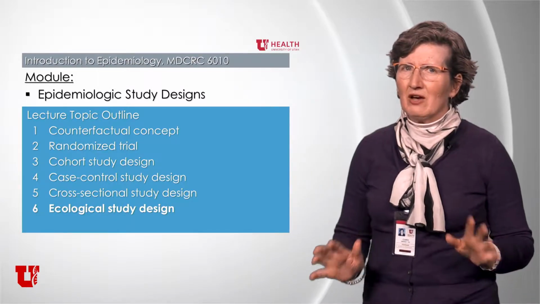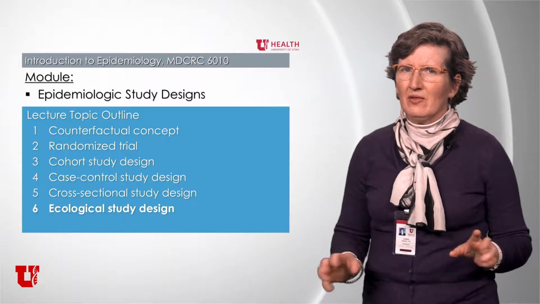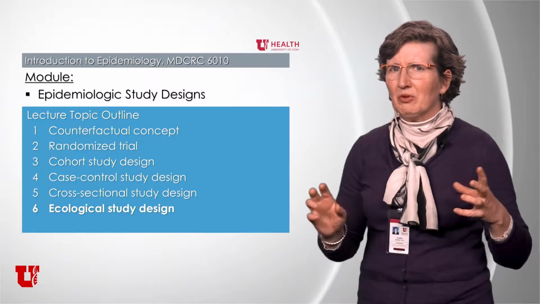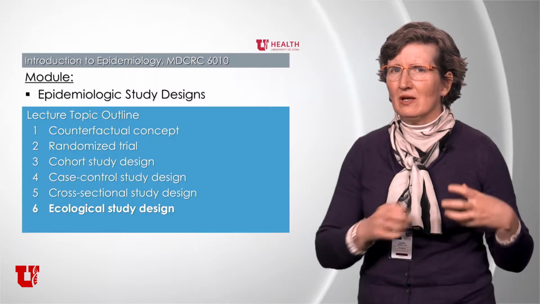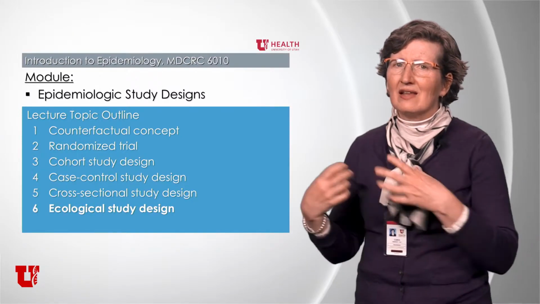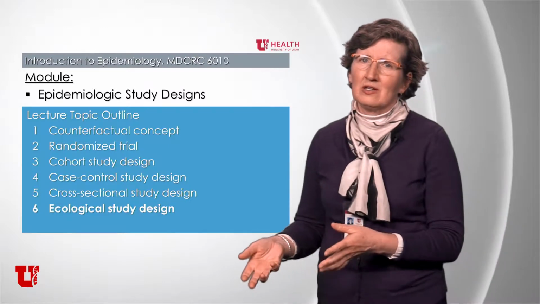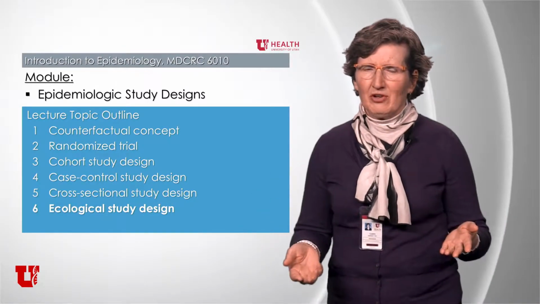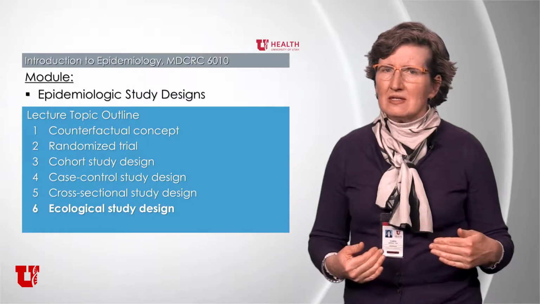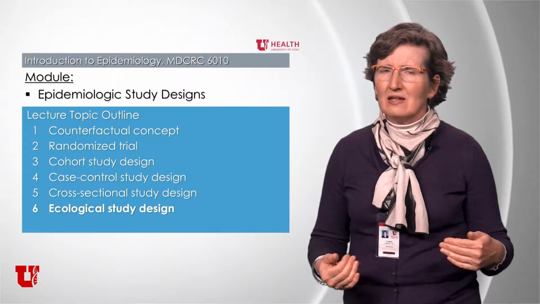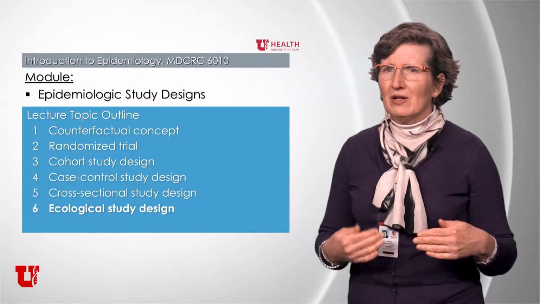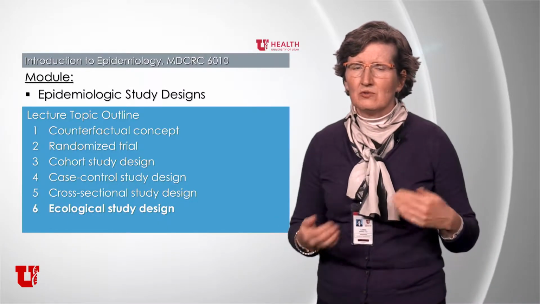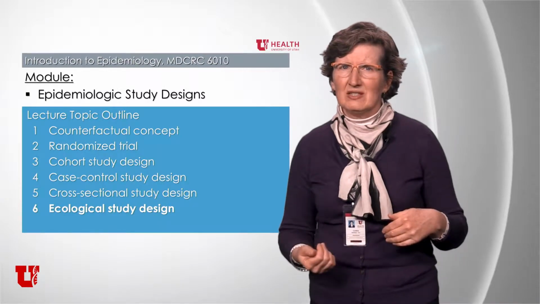So we talked about the counterfactual concept, that the ideal way to learn cause and effect would be to look at exactly the same person in the exposed or treated condition and exactly the same person in the untreated and unexposed condition and see the outcomes of both of those. Not going to happen very often. So the best choice, failing that, is the randomized trial, where individuals are randomized to exposed or unexposed, treated or untreated status by the investigator.